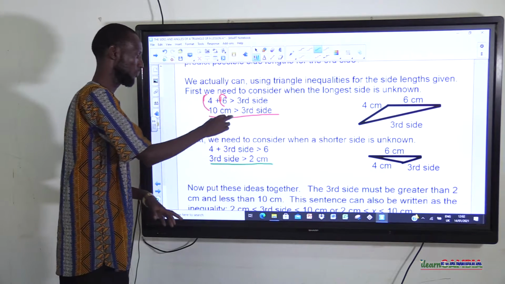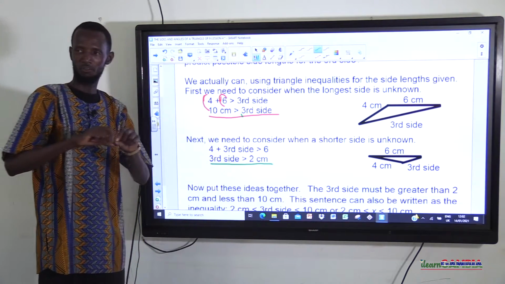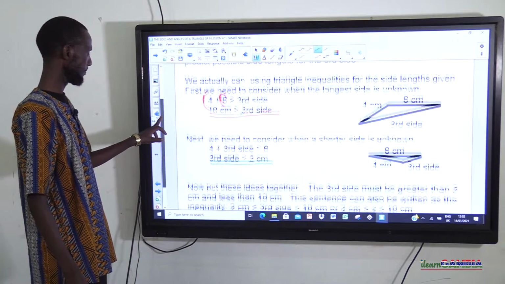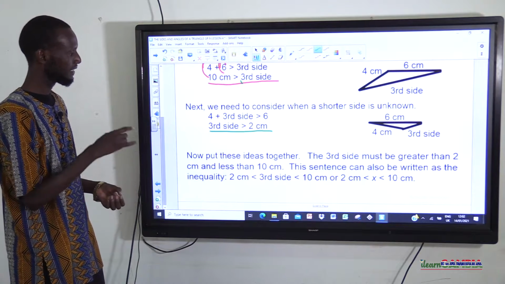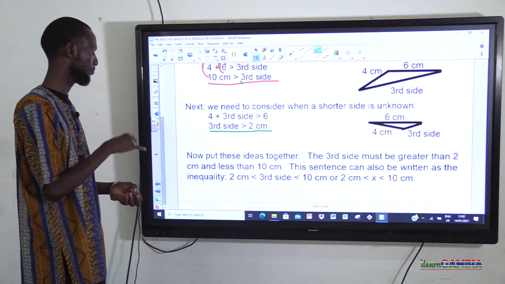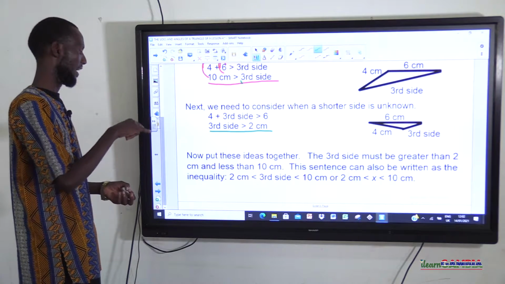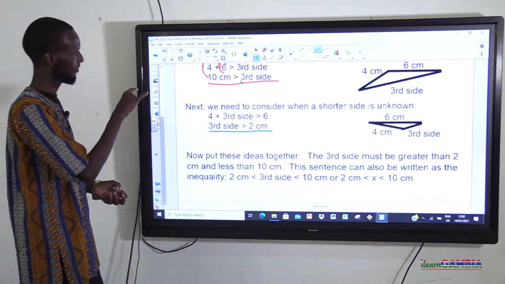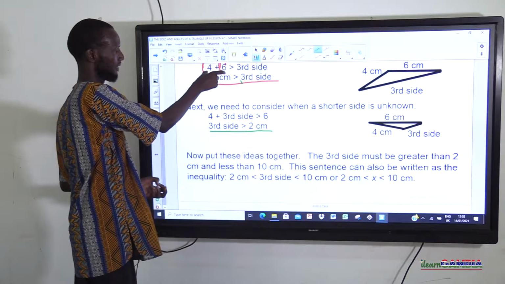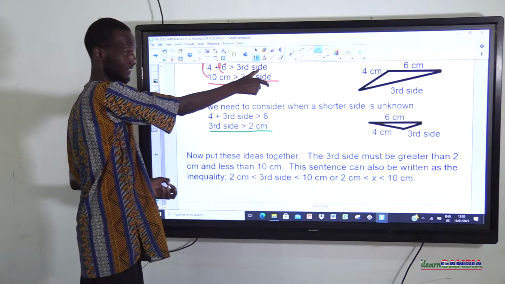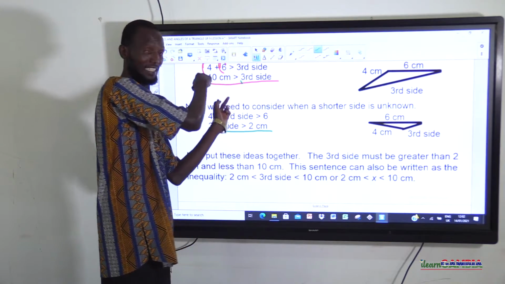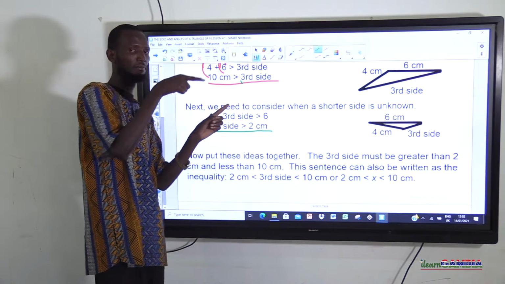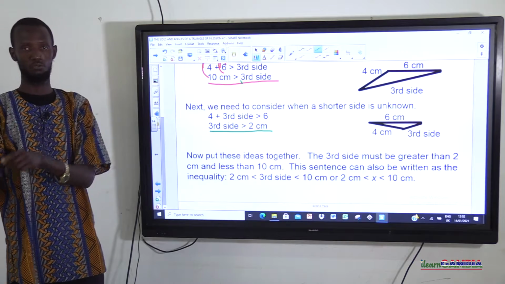Now, we need to put these two ideas together as one inequality. Okay? And we can actually do that. The third side must be greater than 2 centimeters and less than 10 centimeters. Because the sum of the two shorter sides is greater than the third side, which means the third side is less than that.